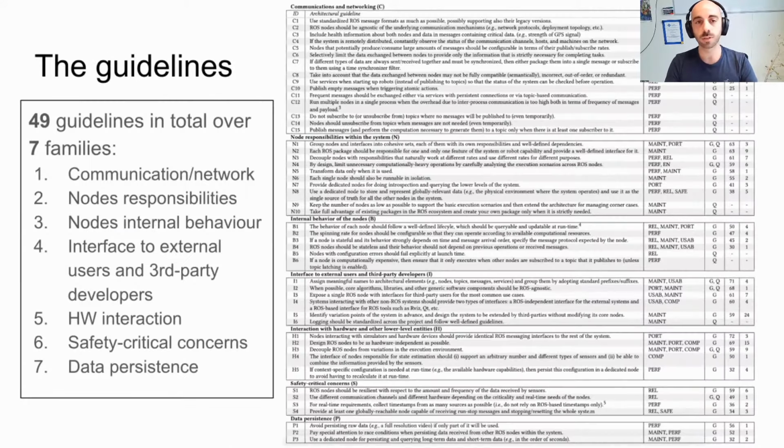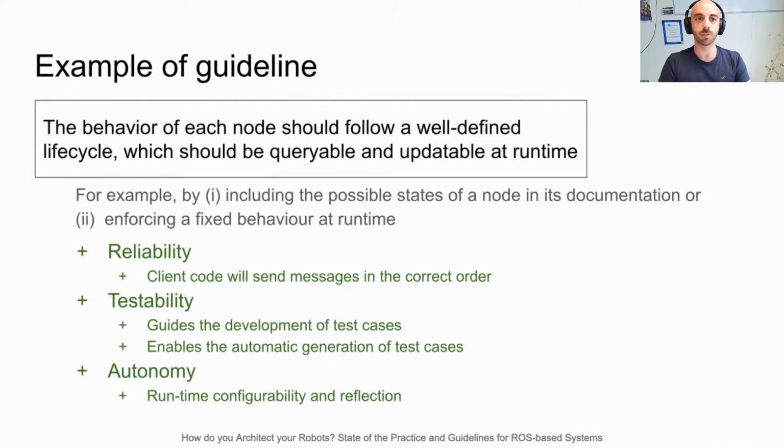As for research question number 3, which is the last one, we extracted a set of 49 guidelines over a total of 7 families. So you can see the families as a way to group guidelines based on the concerns that a developer may have. Like if I need to focus on how modules communicate, I look at the first type of family. If I need to look at how nodes' responsibility should be split, I look at the second one, and so on. This is an example of guideline.